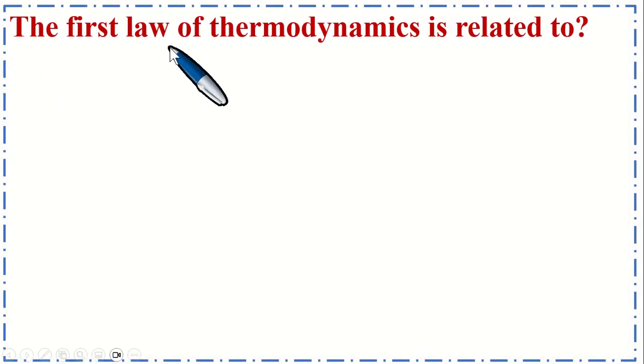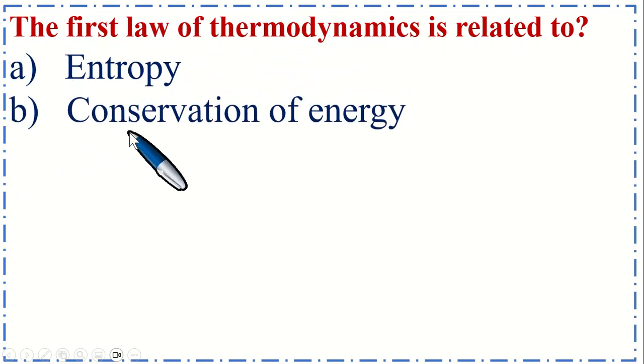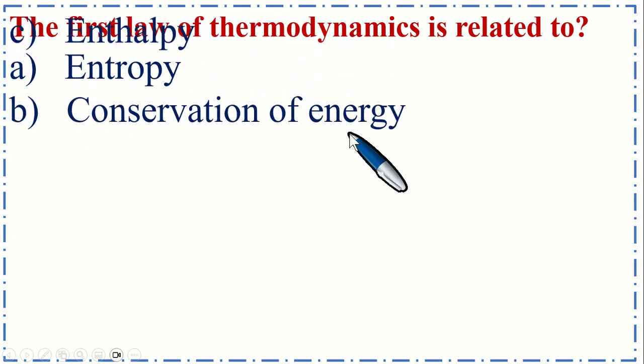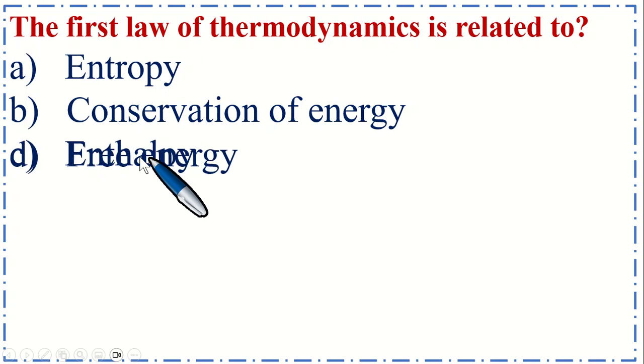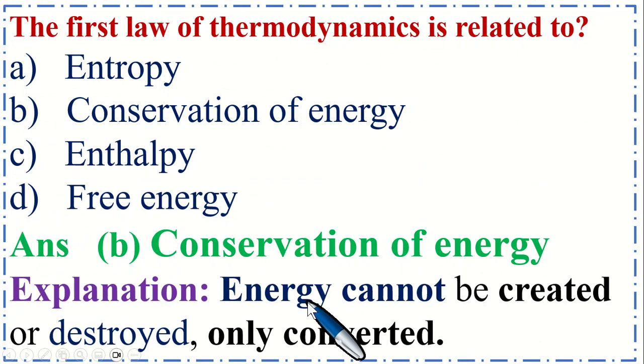The first law of thermodynamics is related to: option A, entropy; B, conservation of energy; C, enthalpy; and option D, free energy. So the correct option is B, conservation of energy. Energy cannot be created or destroyed, only converted.